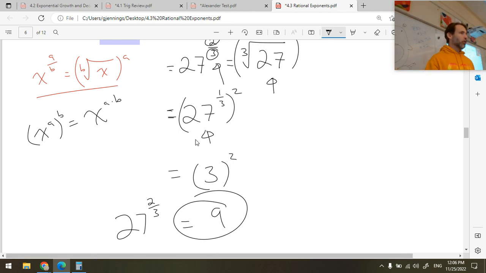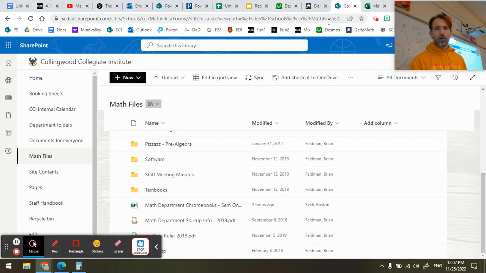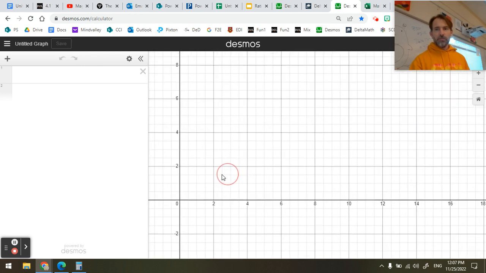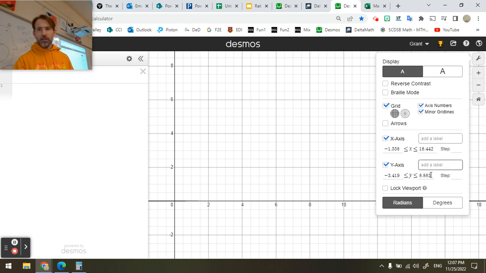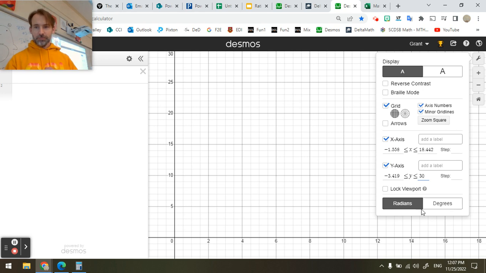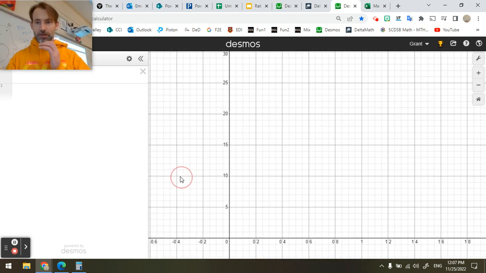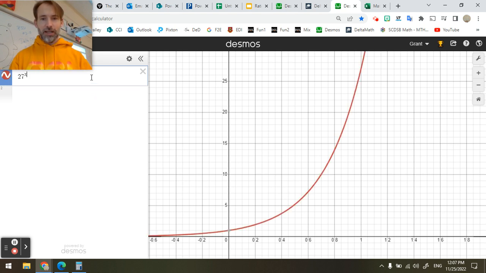Now, let's take a quick look, and if you can sketch a graph on your page, that would be great. If not, create a new page. Find a spot where you can make a graph in your work somewhere. Let's take a quick look at Desmos. We're going to zoom in here. We're going to look at y values up to about 30, and we're only going to look at x values up to about 1 here. All right, and here we write 27 raised to the power x.